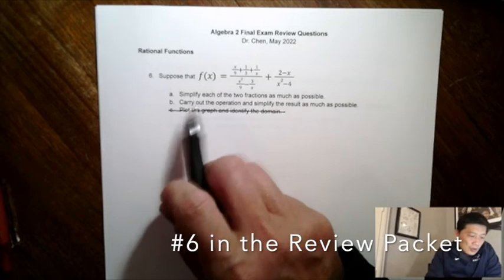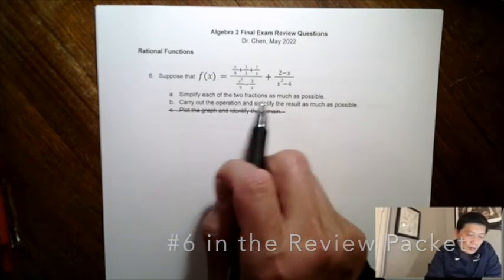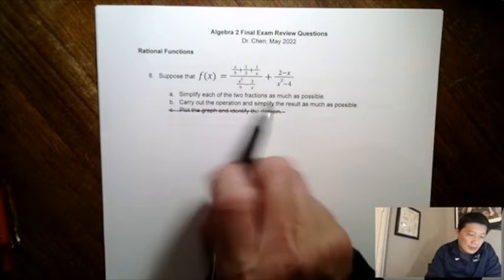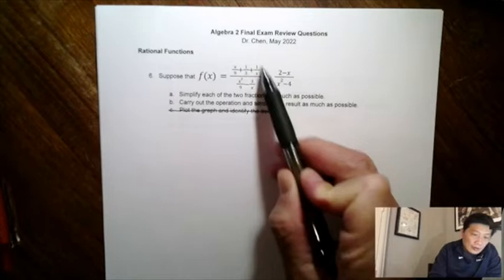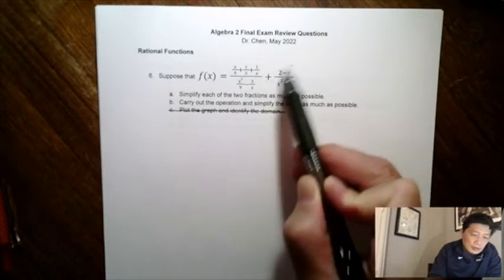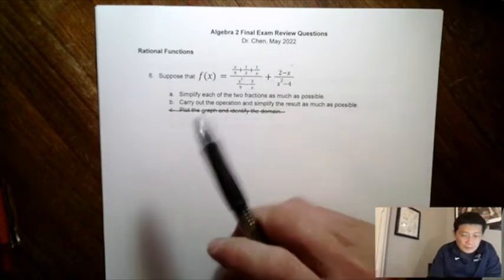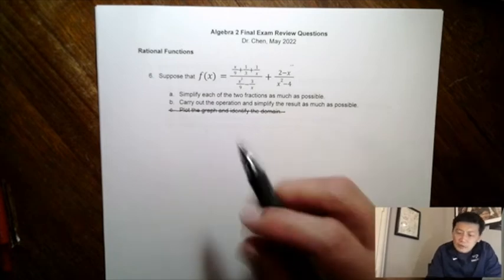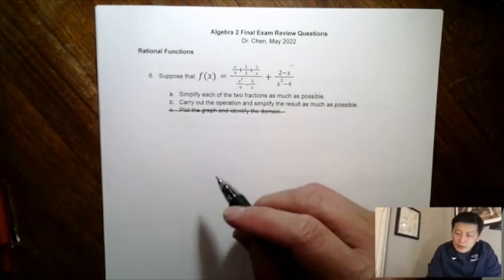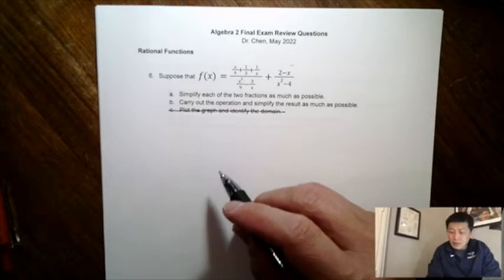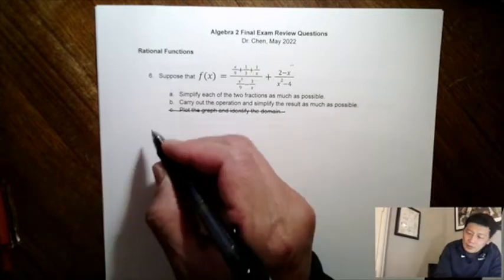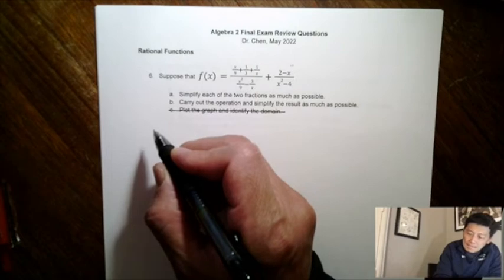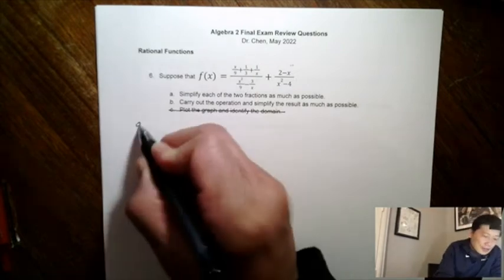So here part A says simplify each of the two fractions as much as possible. And when they say two fractions, even though you see a lot, what they're really talking about is you've got one fraction here, this is the first term, plus another fraction over here. So you want to simplify each of the two fractions as much as possible. So let's do that. In fact, part A, let's do it this way.